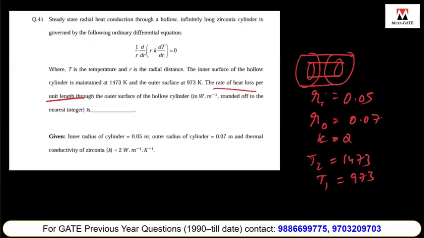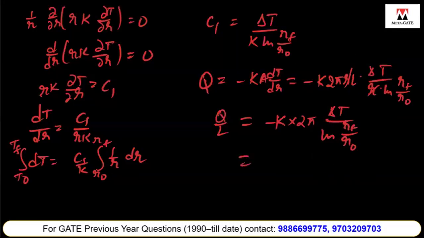1473 minus 973, divided by ln of 0.07 divided by 0.05, into 2 into 2 into 3.1. So you get 18,664. Okay.